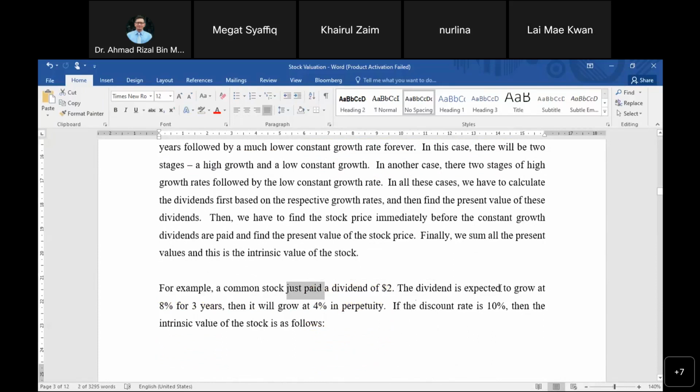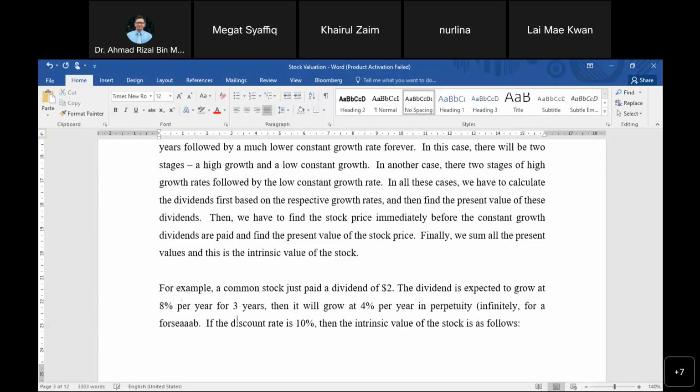The dividend is expected to grow at 8% for 3 years. So the first 3 years, it will grow at 8% per year. Then it will grow at 4% per year in perpetuity, forever. Another name is infinitely, or foreseeable future, etc. So various terms are to be used. The discount rate is 10%.